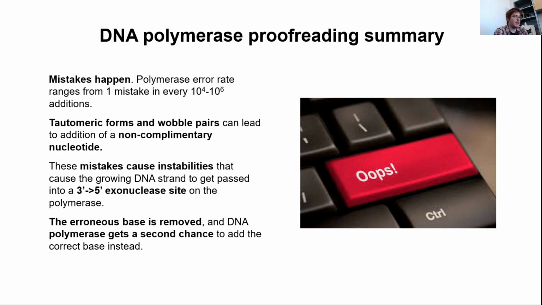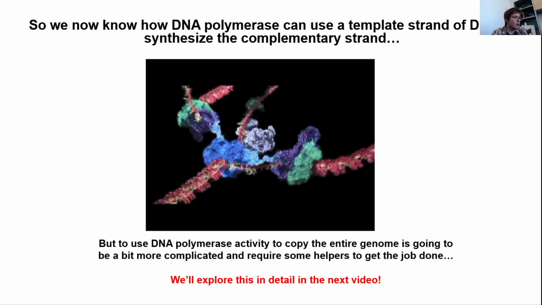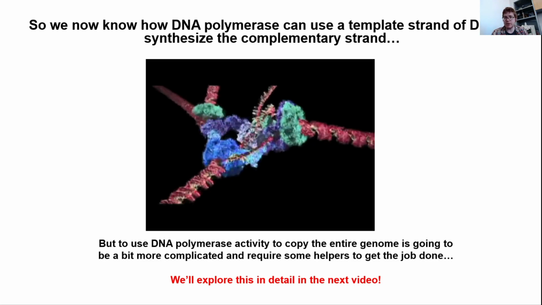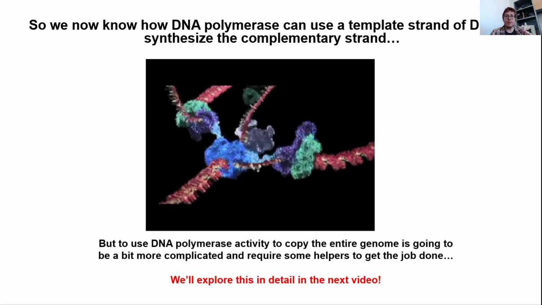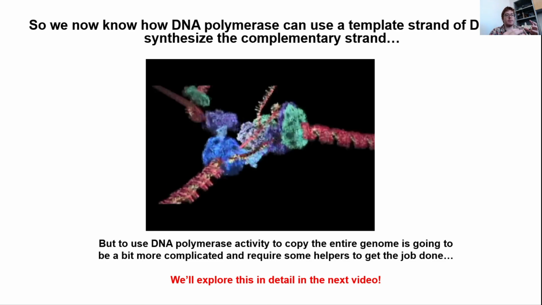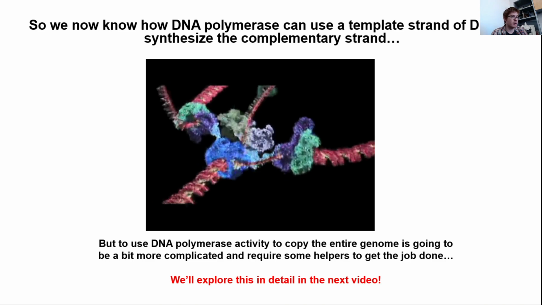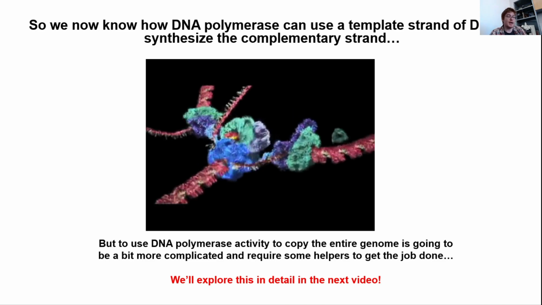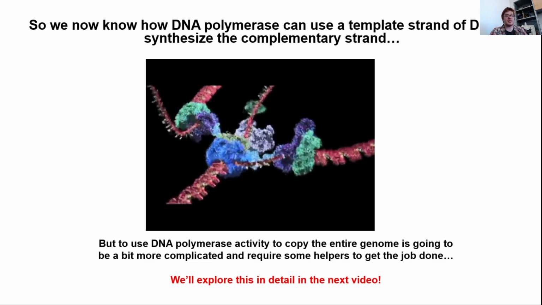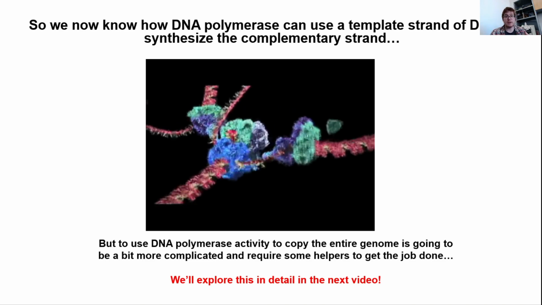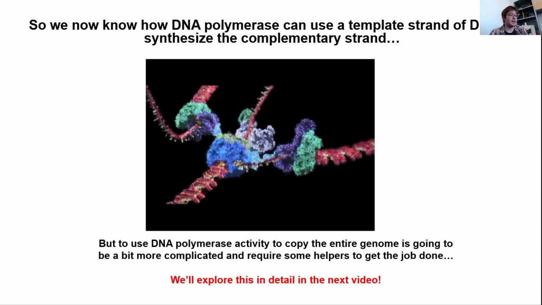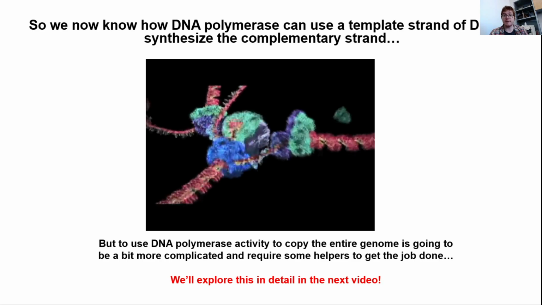polymerase activity. And we now know how DNA polymerase can make DNA, and we know how it can proofread that DNA to make sure it's doing a good job. But we still have to figure out how you're going to use that polymerase activity in the broader context of trying to copy the entire genome. And it turns out it's going to be a little bit more complicated to take polymerase activity and make it successfully copy an entire genome. It's going to require some helper activities to get the job done. And we're going to talk about all of those activities and how genome replication is achieved in the next video.